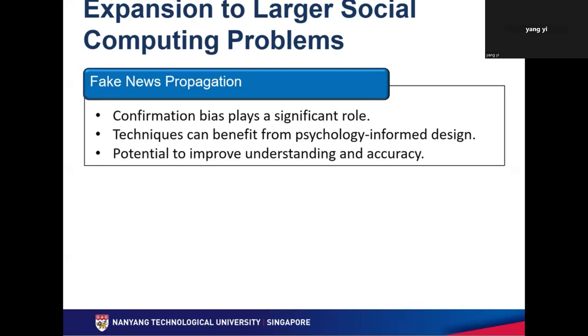So in particular, in this kind of propagation, confirmation bias plays a significant role. There is no solution which is highly accurate in being able to detect fake news and estimate the propagation, the influence of fake news. It simply doesn't exist at this point of time. There are many techniques being proposed, but they have their limitations. And what is common is that most of these techniques are not psychology informed, right? So the design is not considering human behavior. So this also has a potential to improve understanding and accuracy of fake news propagation techniques, detection and estimation of their influence.